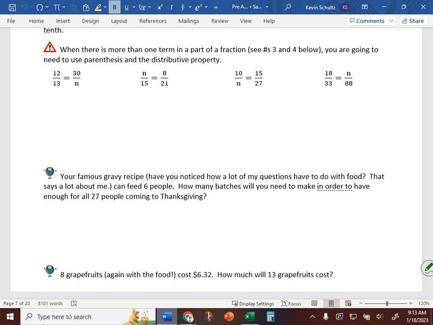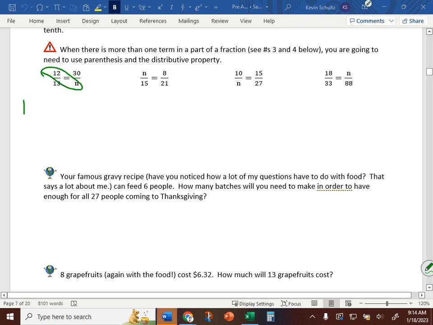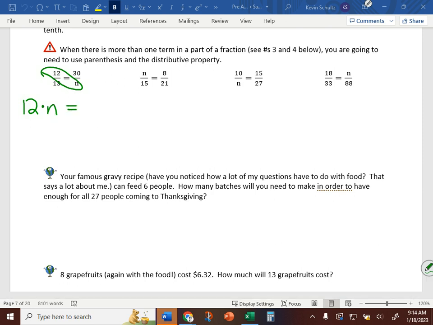Okay? And as I think it was Landon said, we're using cross products to do this. If you remember from cross products yesterday, what that means is that since these are proportional, we know that 12 times n has to be equal to 13 times 30. Since they are proportional, cross products guarantees that those two things will be the same. Like you saw yesterday when you used cross products to determine whether or not they were proportional, those two products were the same thing.